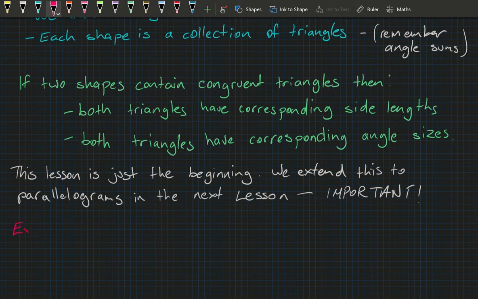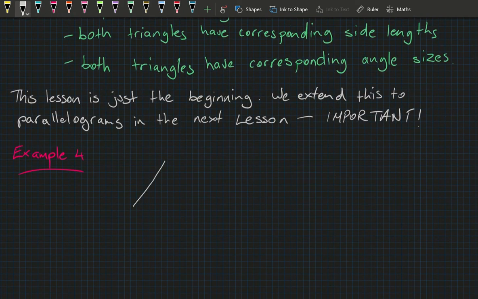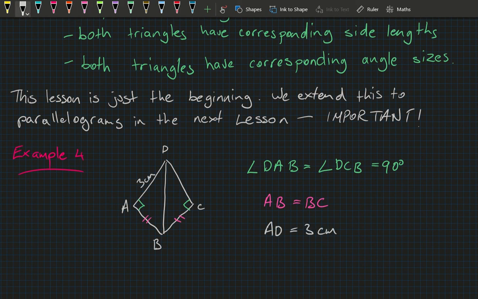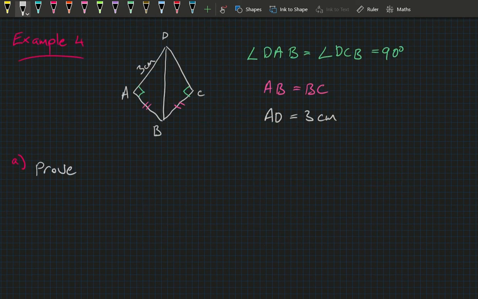Okay, let's put this into action with example 4, where we have this diagram here with points A, B, C and D, and the angle DAB is equal to the angle DCB, and they're both equal to 90 degrees. Once again, notice how I've just used a box to say 90 degrees. Also, the side length AB is equal to the side length BC, and the side length AD is equal to 3 centimeters. In part A, we have to prove that the triangle ABC is congruent to the triangle BCD.